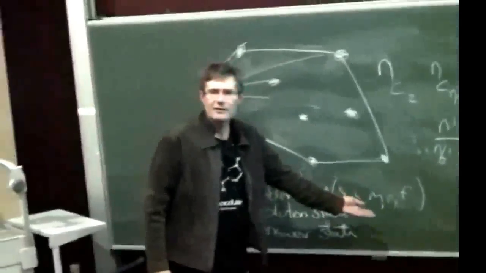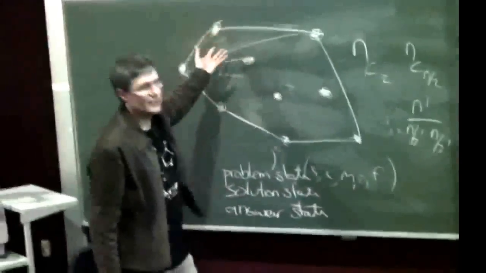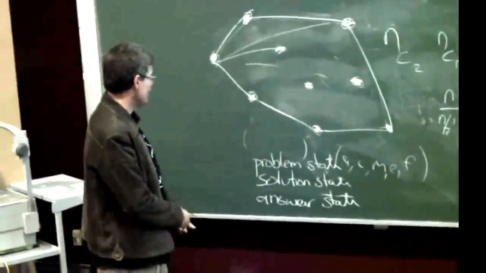This is an answer state. It's like the answer to the problem. There's only one answer to this question. There's not a whole range of them, so there's only one answer state for a convex hull problem.